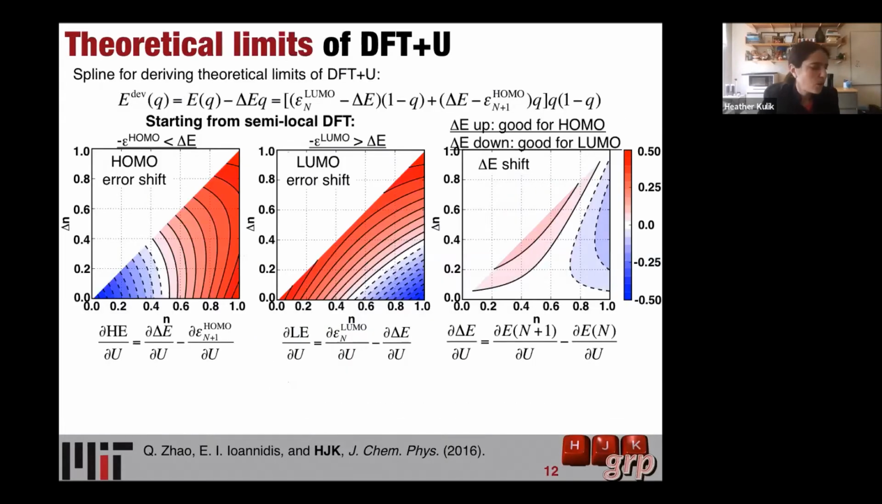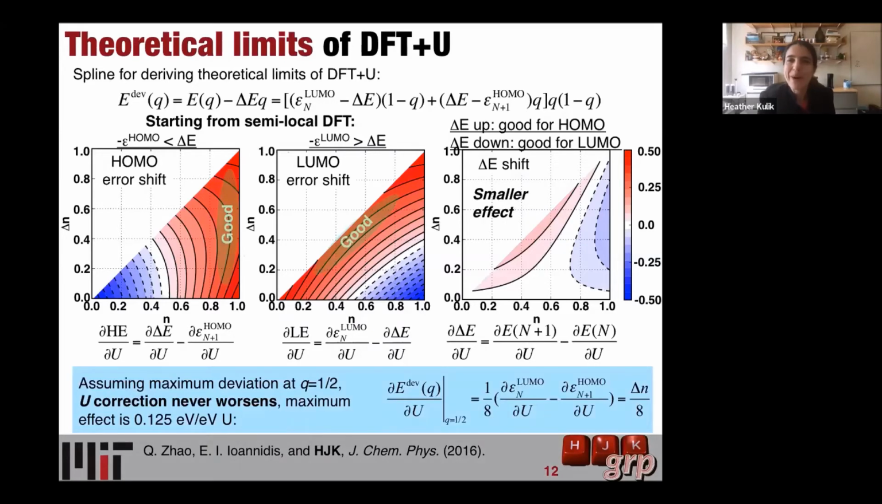And so I will skip past this because I'm going a little slow, but we went through, because I mentioned one of my favorite things about DFT+U is that it can only do so much and you can understand everything it can do. You can actually use the spline expression to derive: will DFT+U ever make things worse? Will it ever take us further away from these exact conditions? Will it ever take us further from piecewise linearity and make the delocalization error worse? And the answer is no.